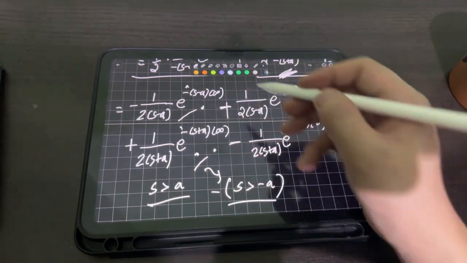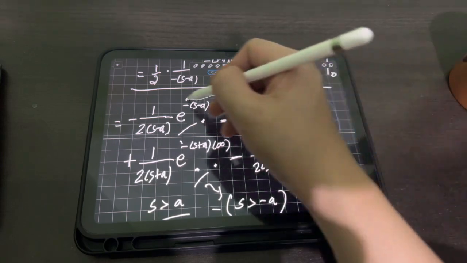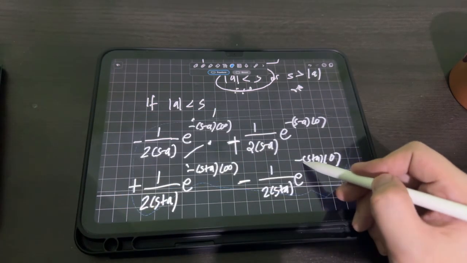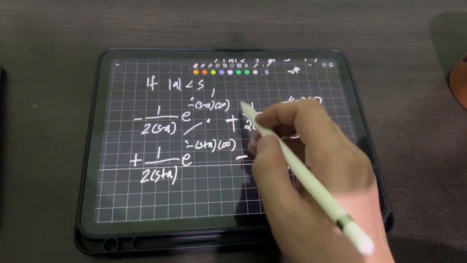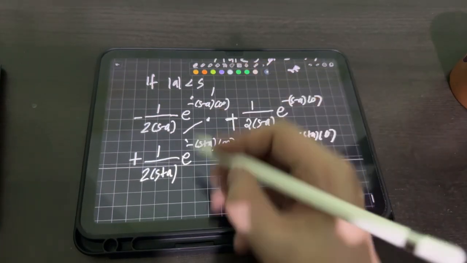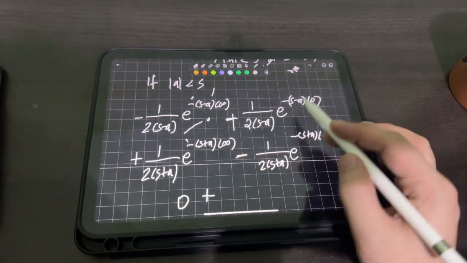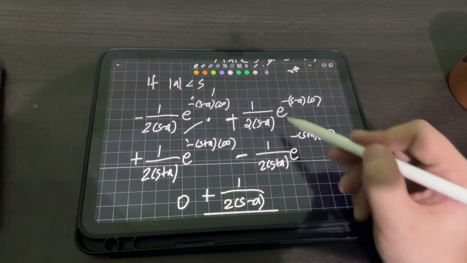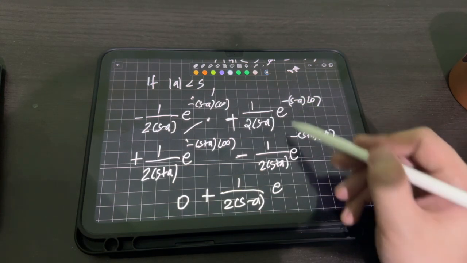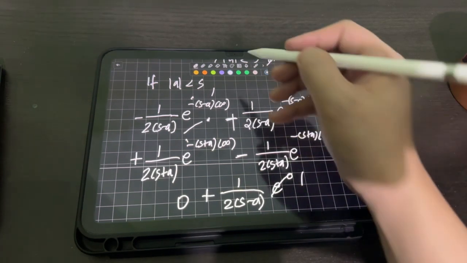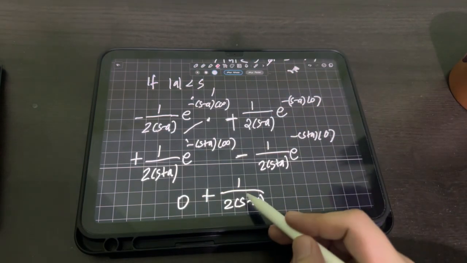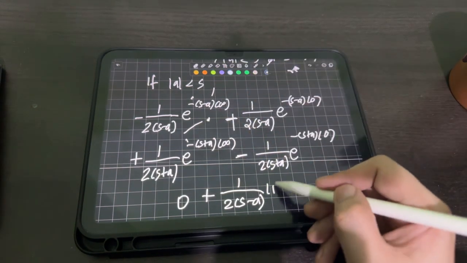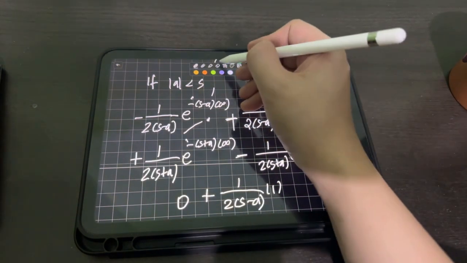So therefore, copying this whole expression here, if we assign these restrictions on s, this term will now be 0, right? How about this one? Plus 1 over 2 times s minus a. So e to the negative s minus a times 0, it's just 0. E to the 0 is 1. So we just have positive 1 over 2 times s minus a times 1.